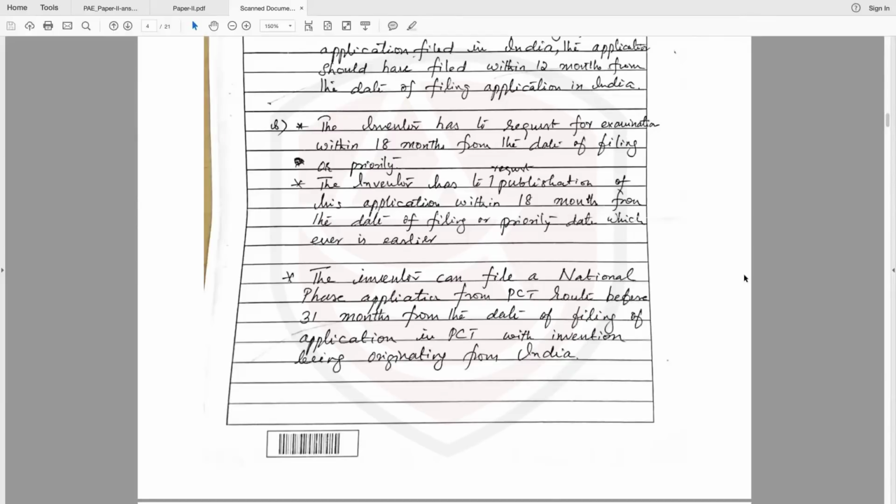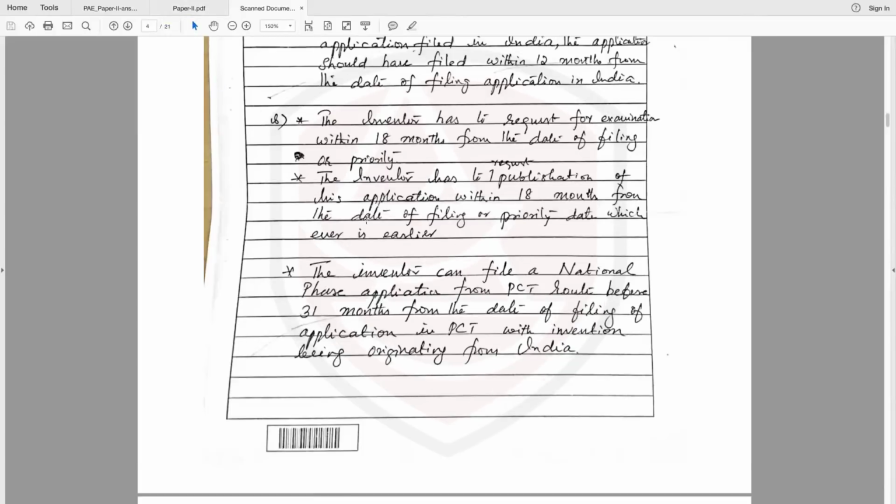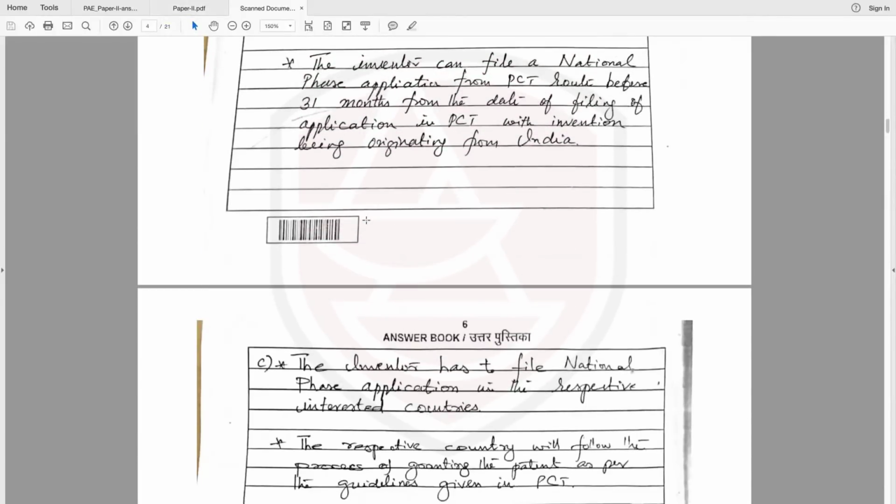And the relevant answer here is the inventor can file a national phase application for the PCT route before 31 months. And that is precisely the question that was asked. So this hardly would take 2 minutes. So you would have invested more than 10 minutes going on a different route.